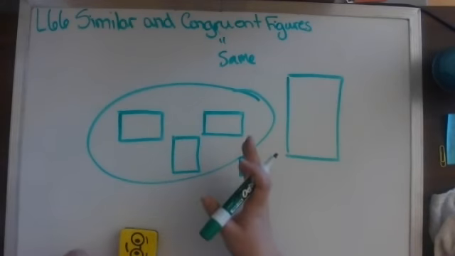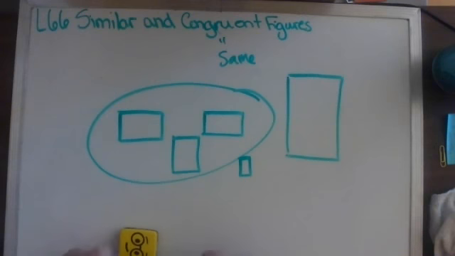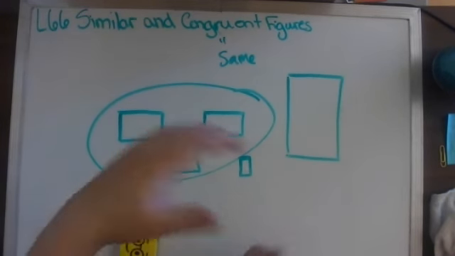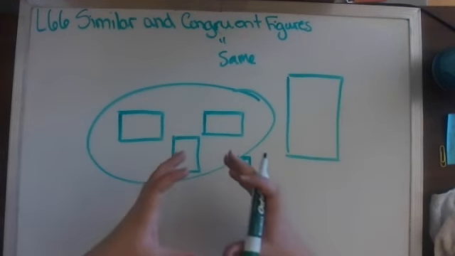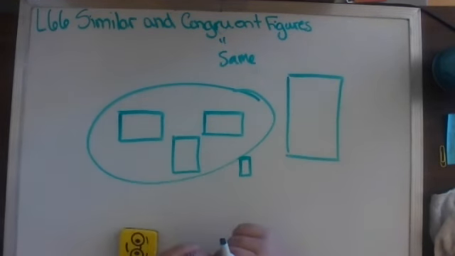Again, congruent is the same, the exact same. It might be in a different spot on the page. It might have been flipped, but it is still the same shape. Similar means it is smaller or larger than the original shape, but it is still that shape, just a smaller or larger version of it. That is similar. That is lesson 66 for Saxon 4.